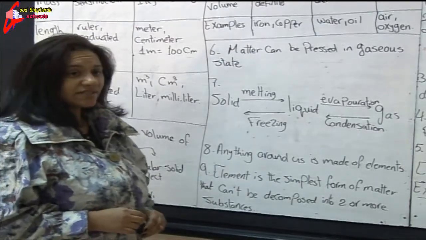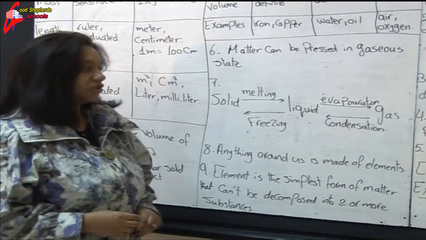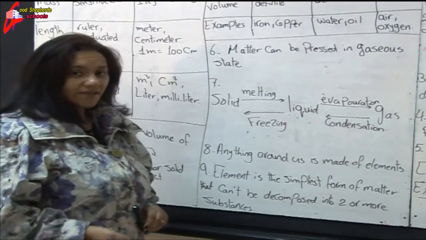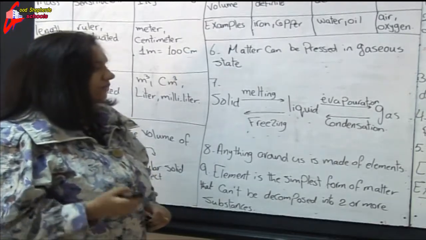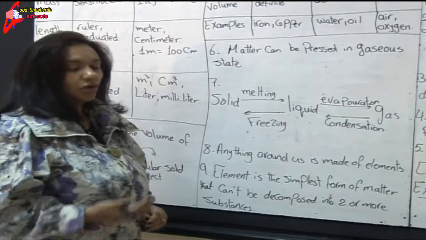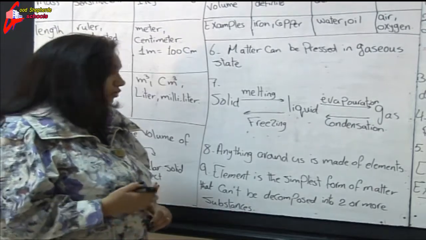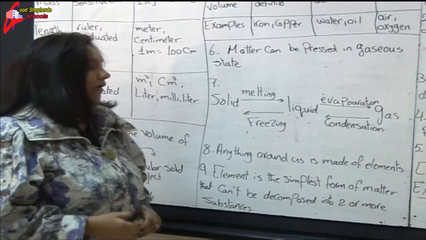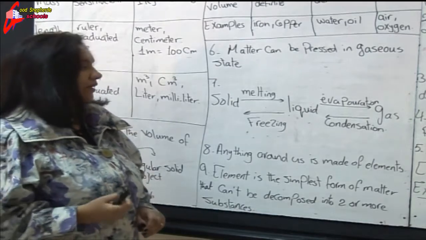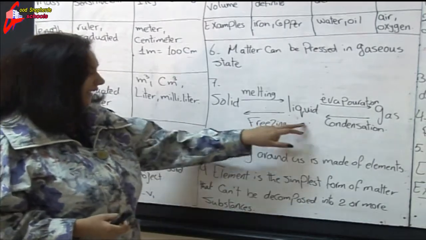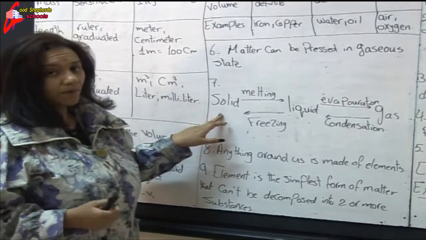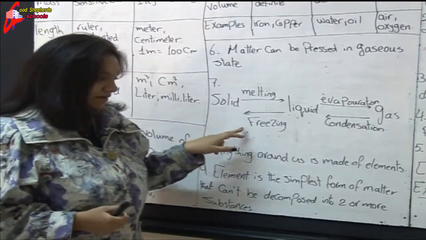So what is condensation? Condensation is changing matter from gas to liquid. And also we can return liquid to solid by cooling. So the change of liquid to solid by cooling is called freezing.